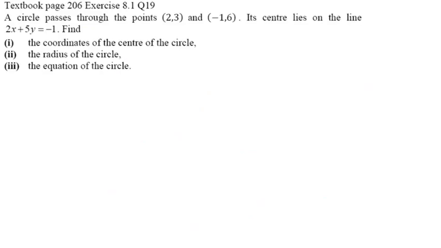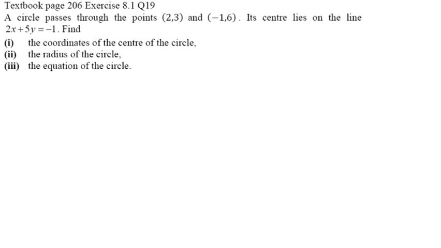With all the concepts in mind, let's try another question. This one is rather challenging. We have a circle that passes through 2 points, (2, 3) and (-1, 6). The center lies on the line 2x + 5y = -1, and you are asked to find the coordinates of the center of the circle.